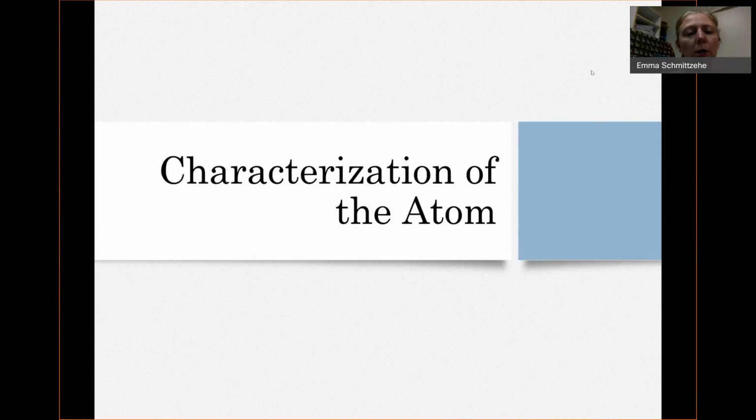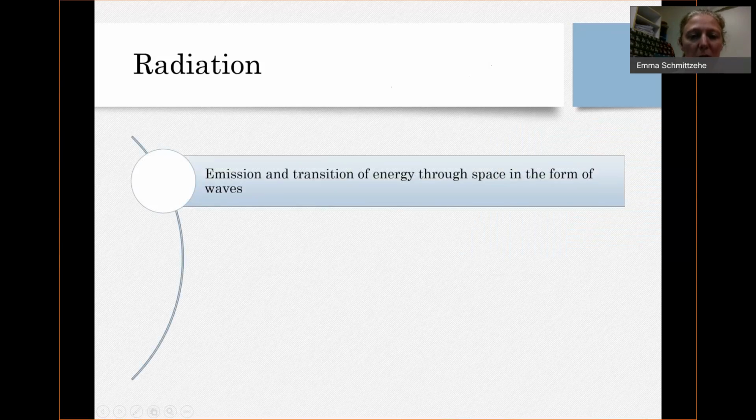Okay, I'm going to talk a little bit about the characterization of the atom. What we really owe the characterization of an atom to is radiation. Radiation is the emission and transmission of energy through space in the form of waves. Now, that's a little vague, and that's okay.